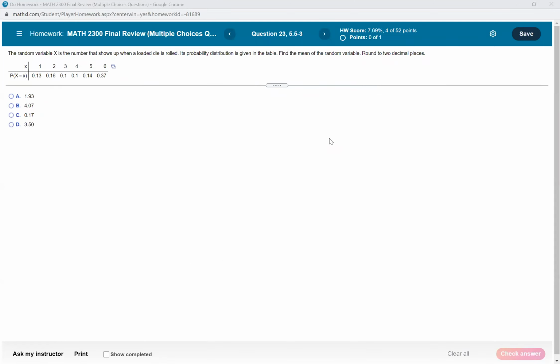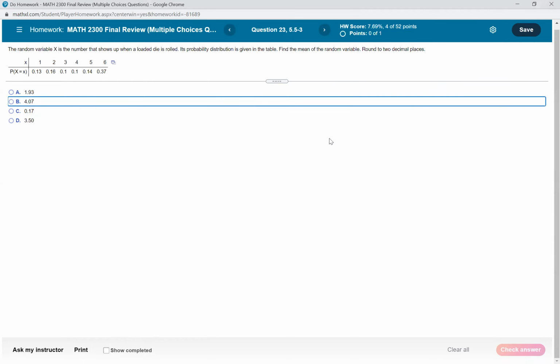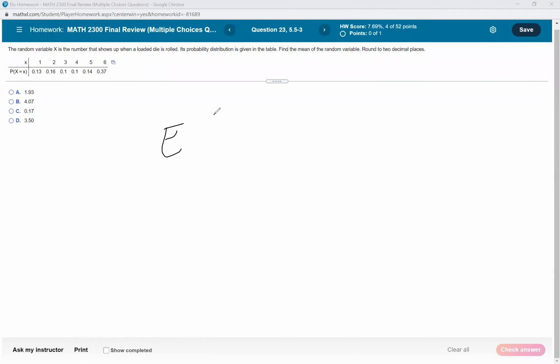The random variable X is the number that shows up when a loaded die is rolled. Its probability distribution is given in the table. Find the mean of the random variable and round to 2 decimal places. Finding the mean means we have to find the expected value of X.